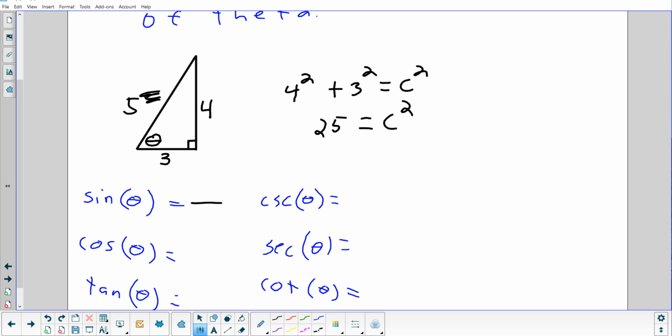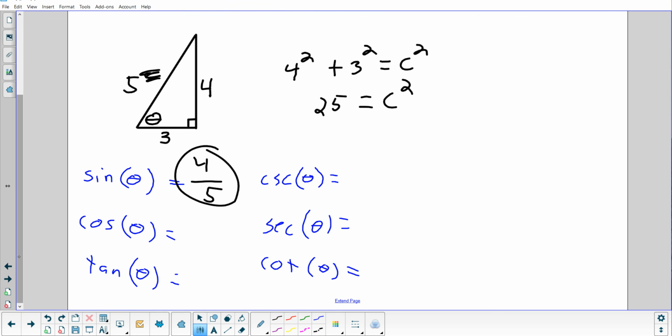They all have to be fractions. What's the definition of sine? Opposite over hypotenuse. What's the opposite in this case? 4. And the hypotenuse? 5. And there's your sine: 4/5. How about my cosine? It will be 3/5.